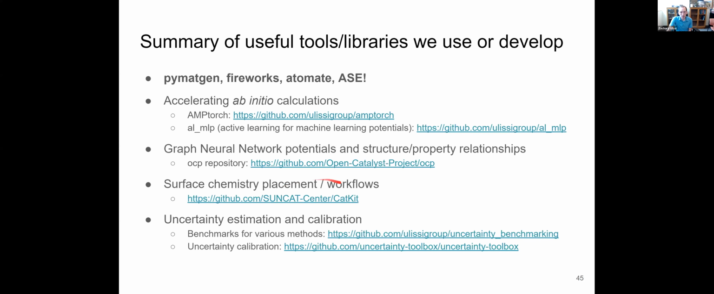Most of the adsorbate placement work that I showed relied on this CatKit code from SunCat. And then we've also done some work on uncertainty estimation in these structure property relationships. I skipped over that, but there's two repositories, one on benchmarks and one for calibrating uncertainty estimates that I also find really helpful day to day. So I just wanted to highlight.